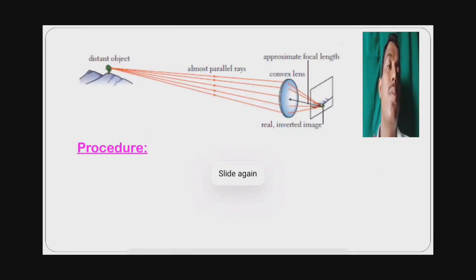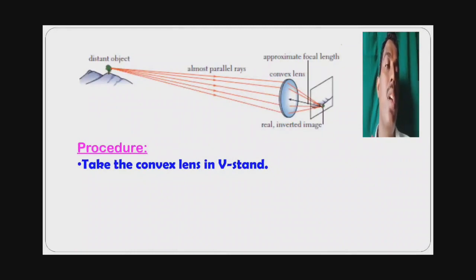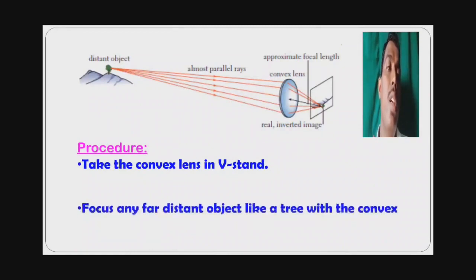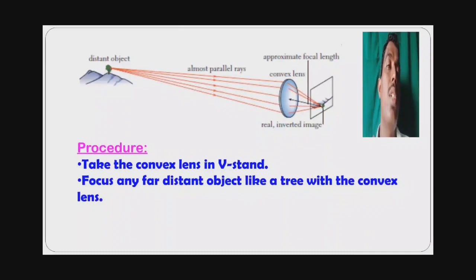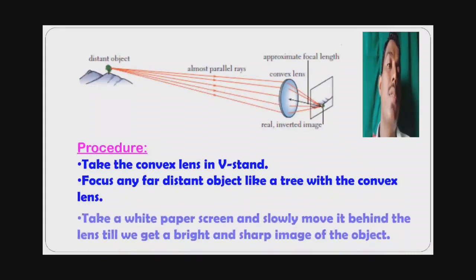Procedure. Take the convex lens in the V-stand. First of all, take the convex lens and place it in the V-stand. Focus any far distant object, like a tree, with the convex lens.